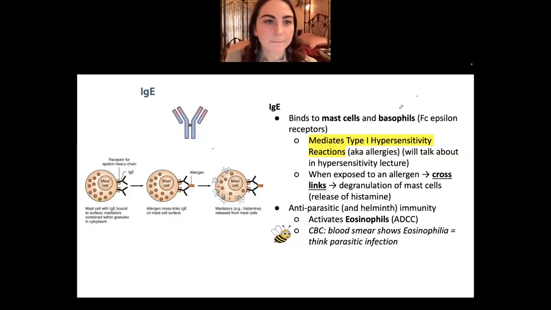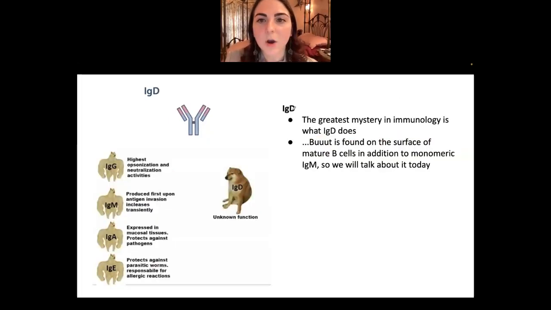Okay. So IgD: the greatest mystery in immunology is what IgD does. No one knows what it does. They think it must have a function, but they have no idea. I know that this is a meme, but it's actually a pretty good summary of each of the other antibodies, so I think it's great. But yeah, IgD, no one knows what it does.